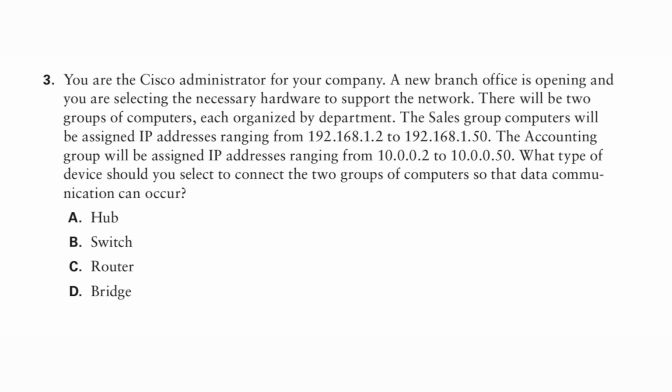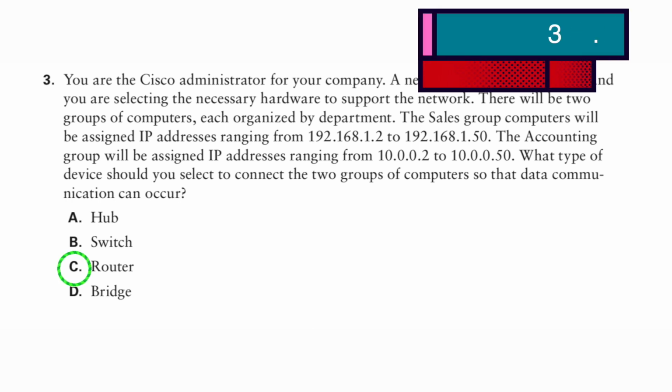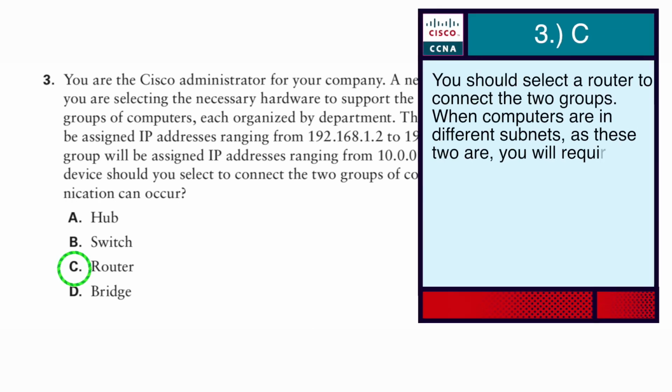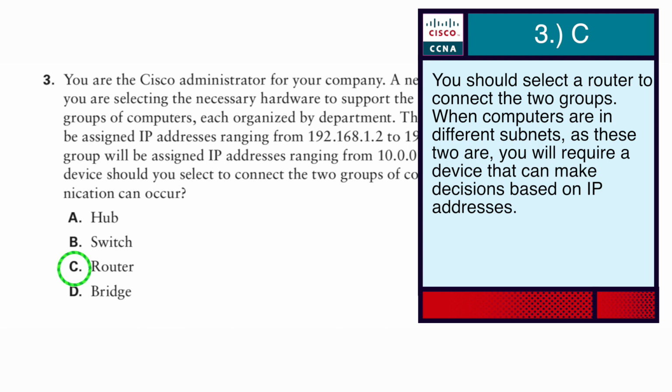A. A hub. B. A switch. C. A router. Or D. A bridge. The correct answer is C. Router. You should select a router to connect the 2 groups.